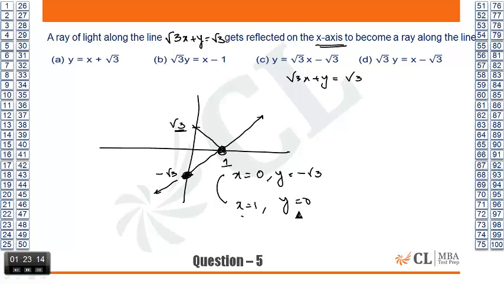Makes sense. Let's just check. If y equal to 0, x should be equal to 1. This is okay. But when x equal to 0, y should be equal to minus root 3. Here, x equal to 0, y is minus 1 by root 3. That doesn't make sense. When x equal to 0, y is minus root 3. When y equal to 0, root 3 gets cancelled, x will be equal to 1. Okay, this is perfect.